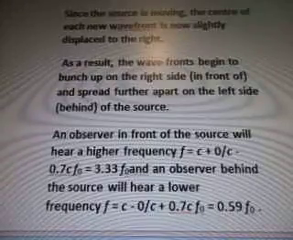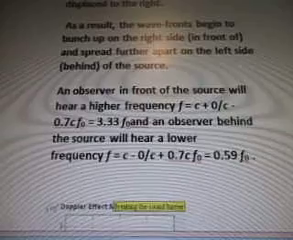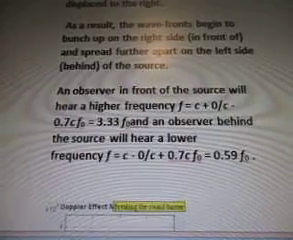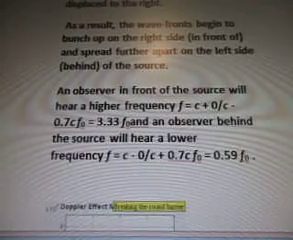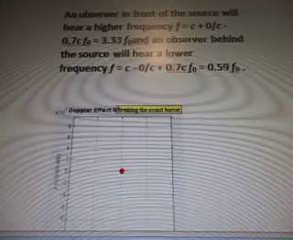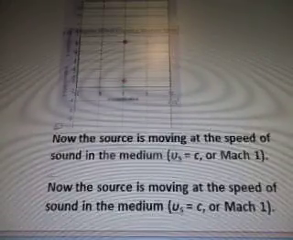An observer in front of the source will hear a higher frequency, f equals the equation there, and an observer behind the source will hear a lower frequency with another equation there. And then it's just breaking the sound barrier.